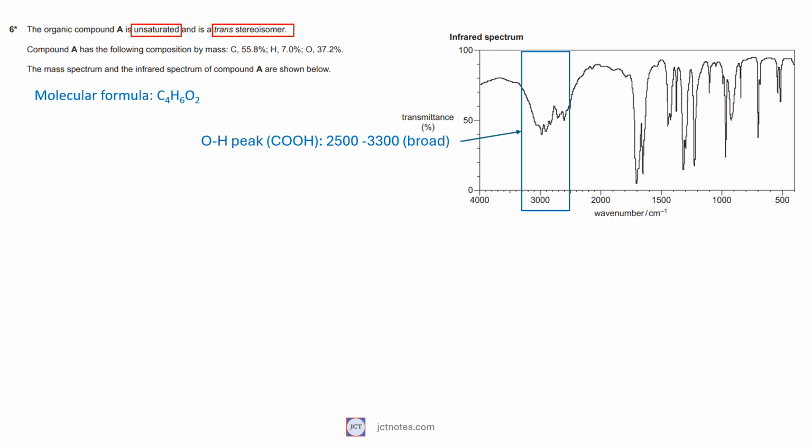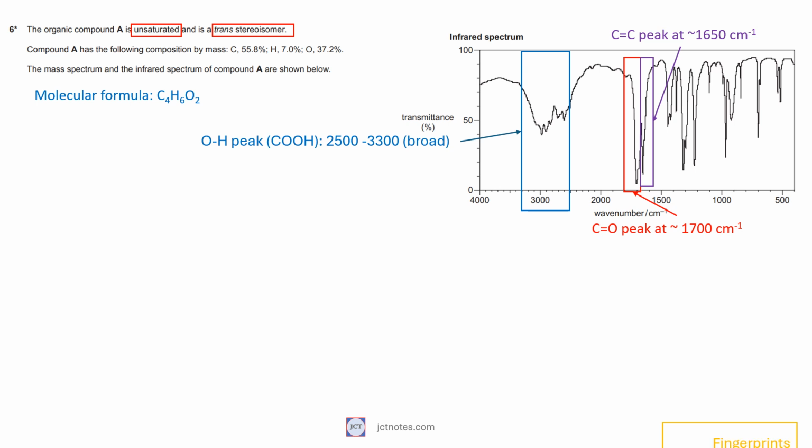An oxygen-hydrogen bond, a broad peak of carboxylic acid, between 2500 and 3300 reciprocal centimeters. A carbon-oxygen double bond peak at around 1700 reciprocal centimeters. A carbon-carbon double bond peak at around 1650 reciprocal centimeters. Anything below 1500 reciprocal centimeters is considered fingerprint. We know that we have a carboxyl group that will give us the OH peak and the C=O peak. We also know that we have a carbon-carbon double bond, as indicated by the comment that it is an unsaturated compound.